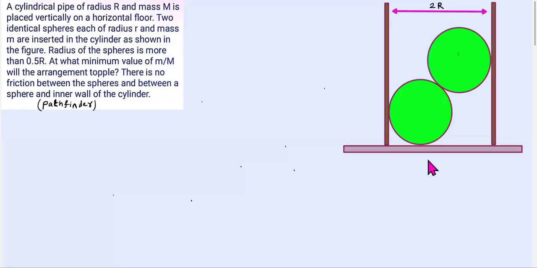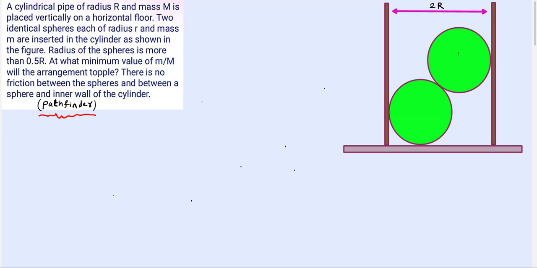Good morning, kids. Today's class we are going to discuss some Pathfinder Olympiad problems. Some very good ones. It will be useful for the advanced level preparation also.